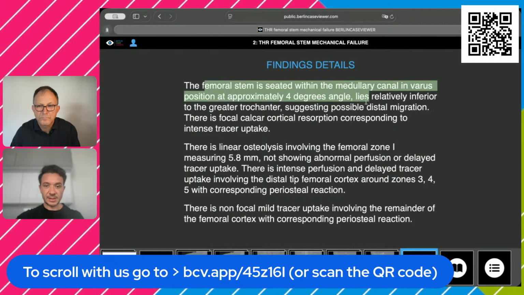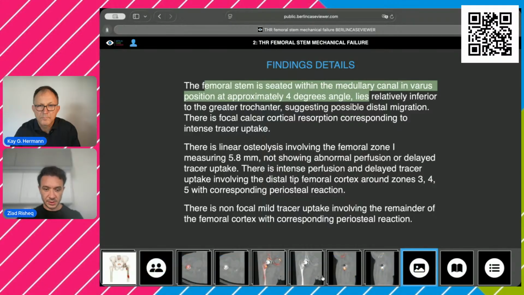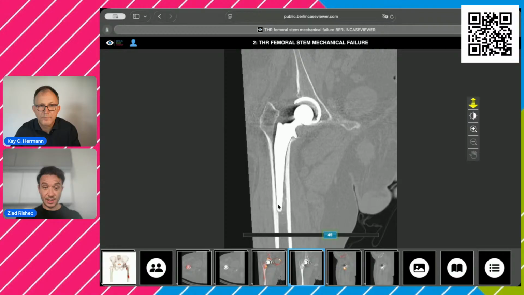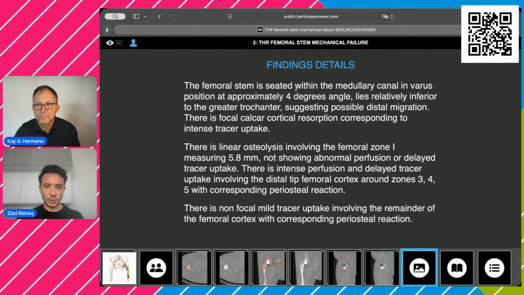The femoral stem is seated within the medullary canal in a varus position, and I say varus because, again, when the tip is pointing to the lateral cortex, this is in a varus position. When it's pointing to the medial cortex, this is in a valgus position, or if it's pointing toward the medullary canal, this is in a central position. We like valgus or central position. If it's varus, it is susceptible to subsidence, to loosening, any other kind of abnormalities.